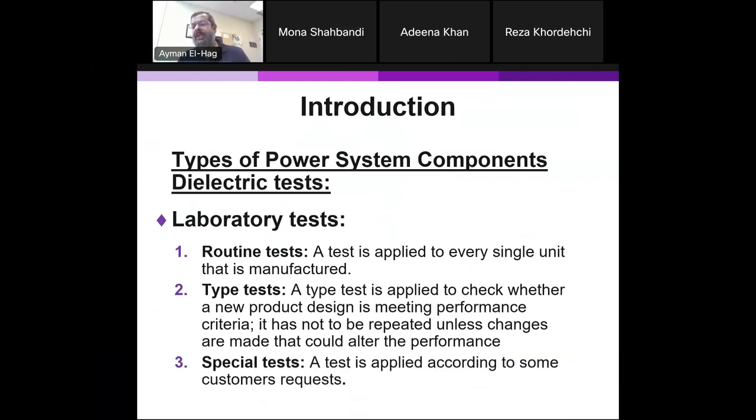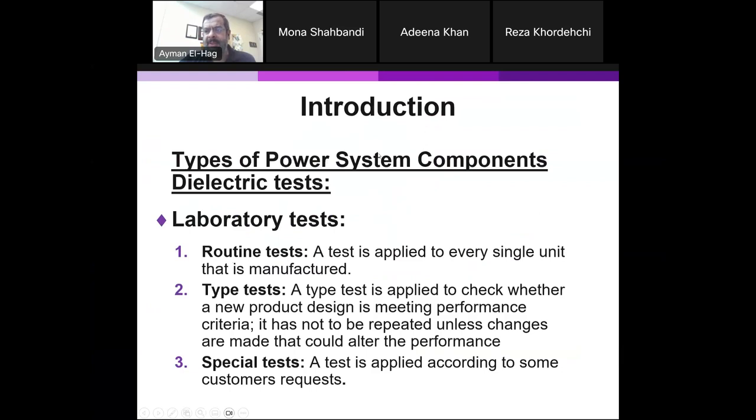Then the final type of test is called special tests. These tests are not routine, they are not type, but from time to time, customers will come and ask for those tests. So this is based on the request from the customer. It's not a routine test or a test that you have to do for every single design. I will give some examples as we progress in the notes. Yes, please, Reza.